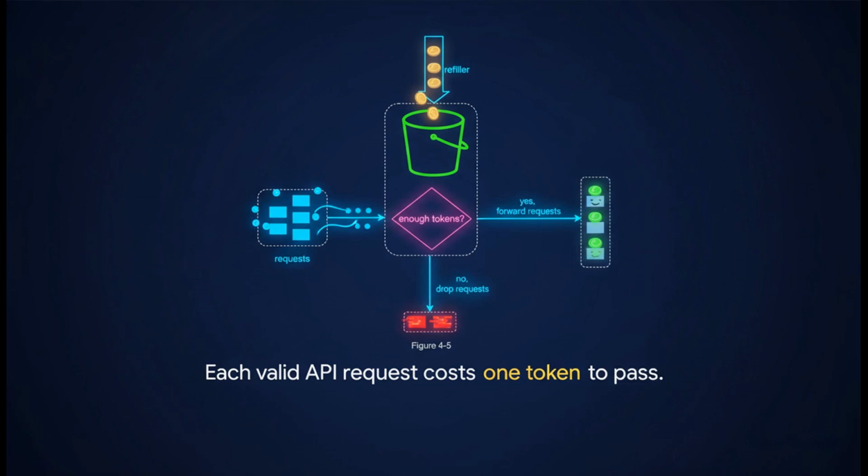So here's how it works in practice. Every single incoming API request needs to pay 1 token to get through the gate. When a request shows up, the system just peeks into the bucket. Is there a token? Great.